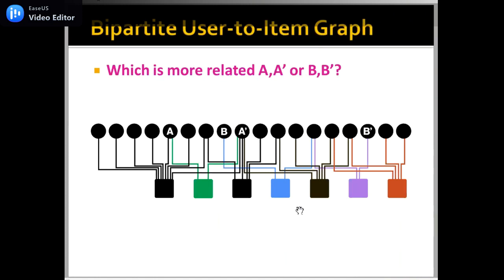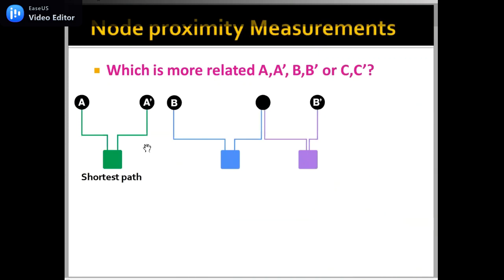And then if we think of all of this as a graph problem, which is more related, A prime or B prime over here? It's very hard to see, so let's look at the structure. A and A prime share a shortest path of maybe just 2 links. But for B and B prime, you need 4 links to jump from B to B prime. So you will say A and A prime are more related compared to B and B prime.